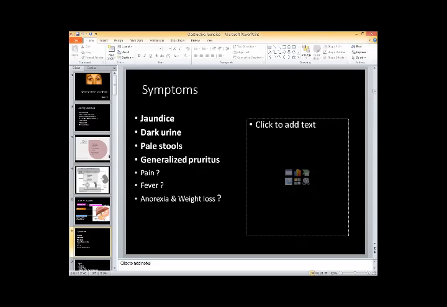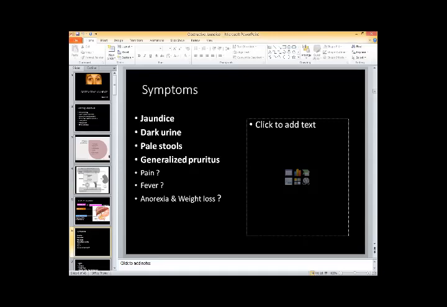And similarly, the generalized pruritus is also because of the increased concentration of conjugated bilirubin in the body. And this increased conjugated bilirubin, when it reaches the skin, stimulates the skin receptors and causes itching all over the body.